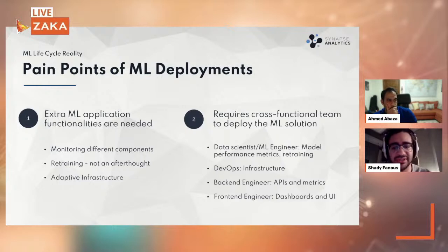The second problem is you're going to have to require a cross-functional team to help you with this deployment. So that includes the data scientist that's actually going to do the model deployment, a DevOps engineer that's going to provision your infrastructure. You're going to need a backend engineer to create the APIs and to create any endpoints that are needed to monitor the metrics. And you're also going to need a front-end engineer that's going to create either the dashboards or the UI or anything else.